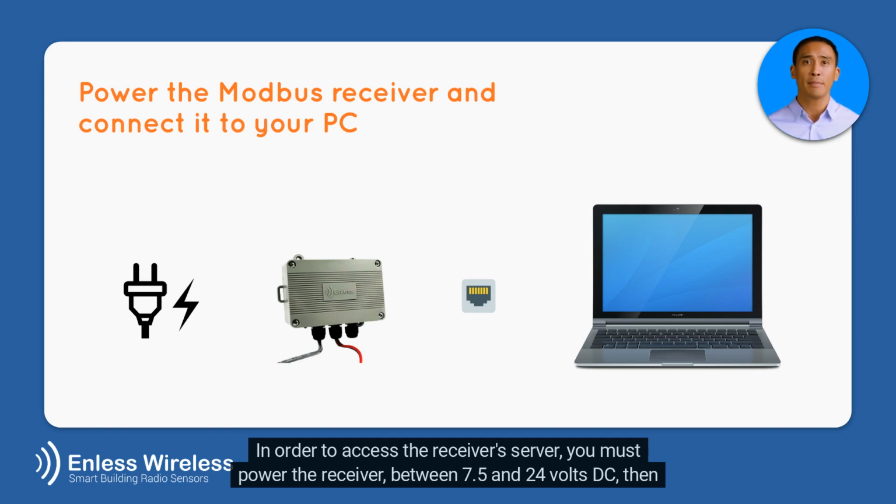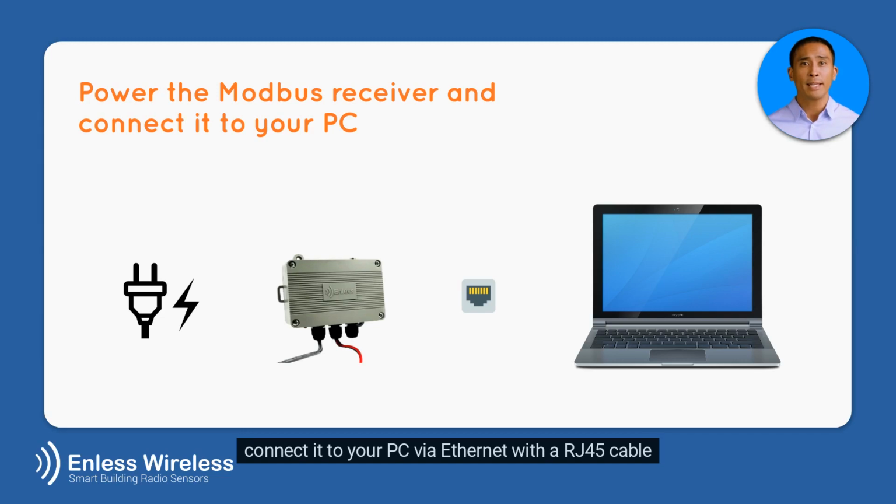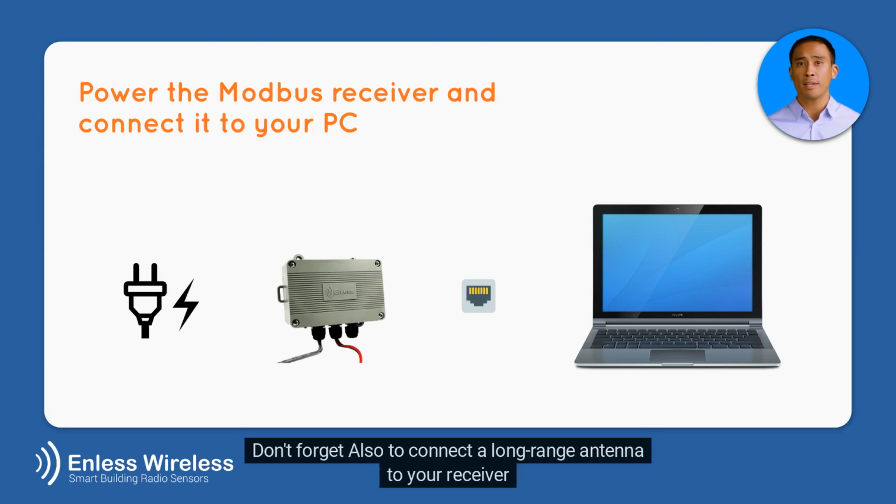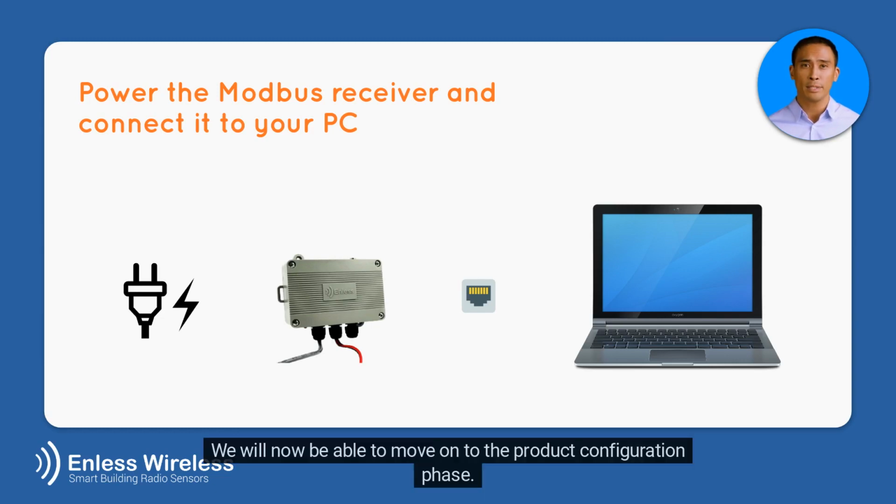In order to access the receiver's server, you must power the receiver between 7.5 and 24 volts DC, then connect it to your PC via Ethernet with an RJ45 cable. Don't forget also to connect a long-range antenna to your receiver. We will now be able to move on to the product configuration phase.